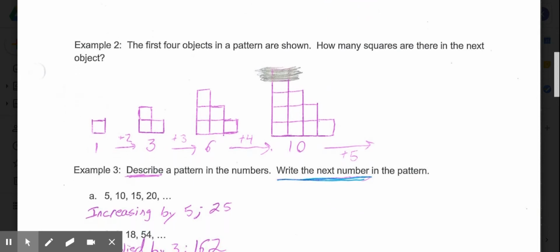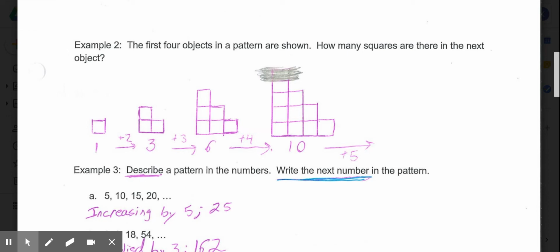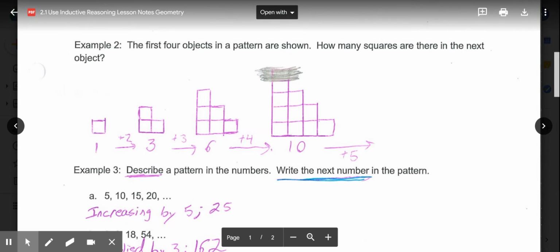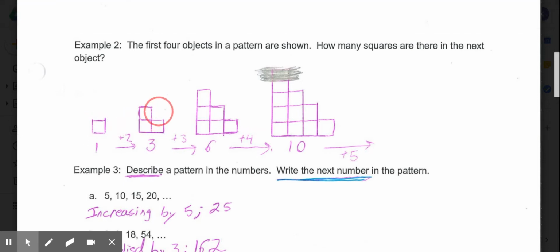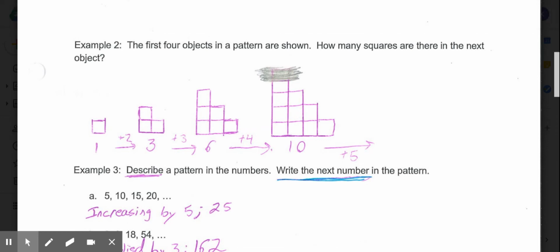Example 2, again, is looking at patterns, and they're asking, based on these first few drawings, how many squares are there in the next object? So our first 4 are drawn, or you'll have to draw them, but the first 4 are these. So our first one is just a single box. Next one is 3, kind of in the shape of an L. Next one are 6, and the next one has 10 boxes or squares.